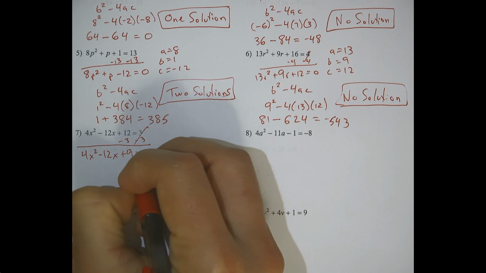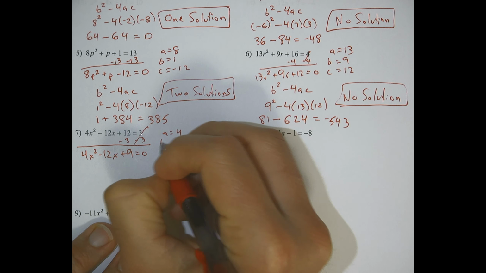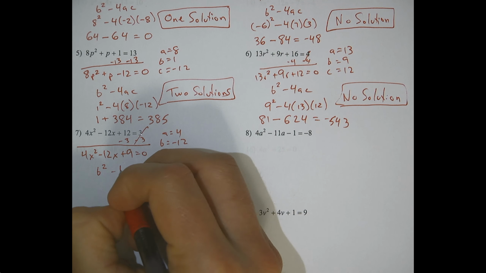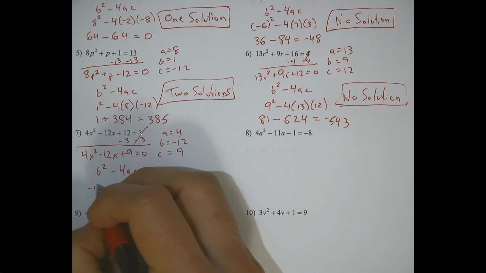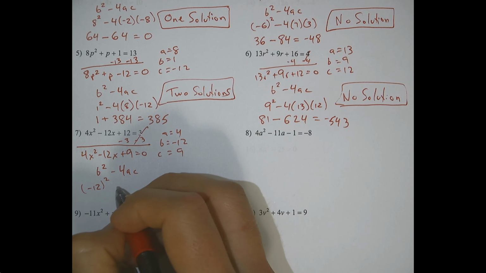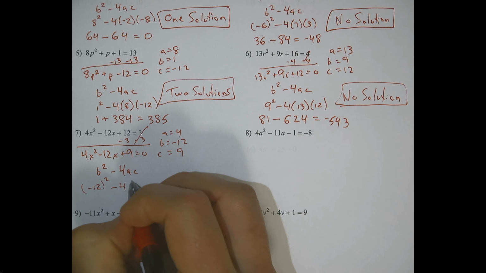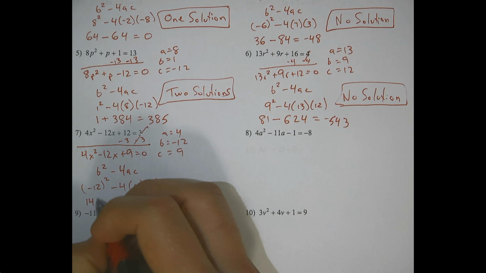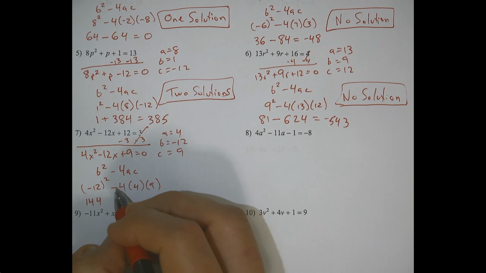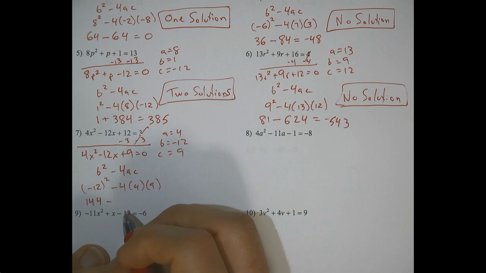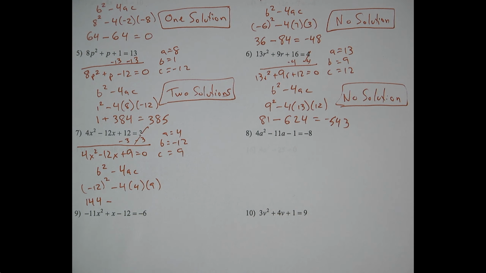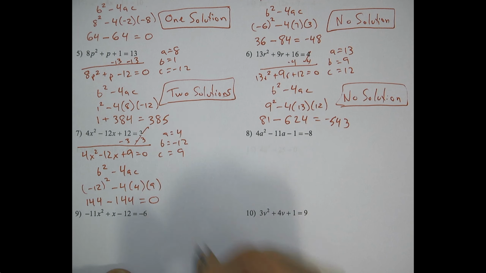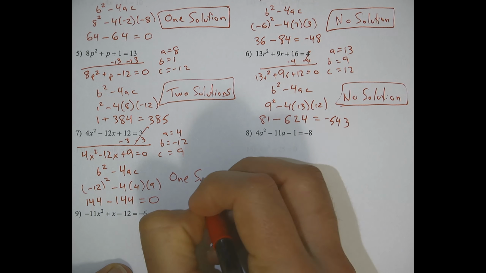So we get a plus 9. A is 4, B is negative 12, C is positive 9. So we have negative 12 squared, which will become a positive number when you square it, minus 4 times 9. This is going to be positive 144. Only negative here is with the 4, so this will be a minus. So we're doing 4 times 9, and that is 144. So I get 0, which means 1 solution.